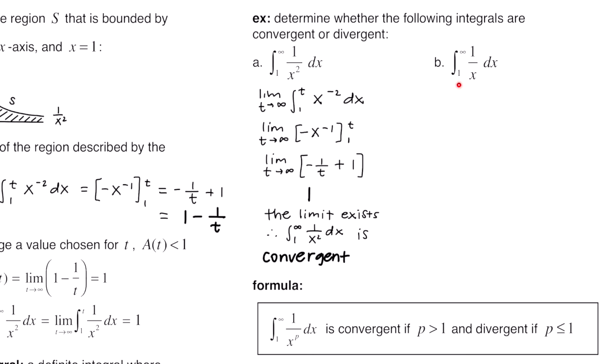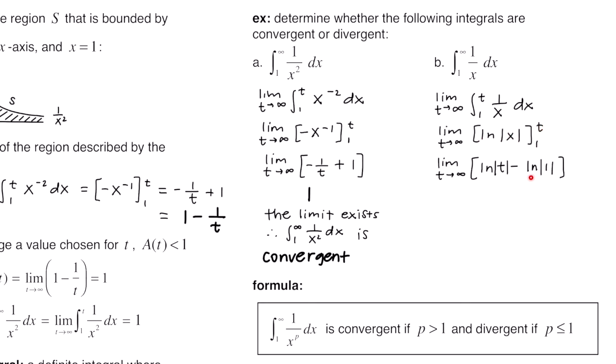This example says the integral from 1 to infinity of 1 over x dx. So since we have infinity as our upper limit, we're going to rewrite this as the limit as t goes to infinity, and then we have the integral from 1 to t of 1 over x dx. So we're ready to integrate this, and the integral of 1 over x is ln absolute value of x. So now we're going to evaluate this, plug in t minus plugging in 1.